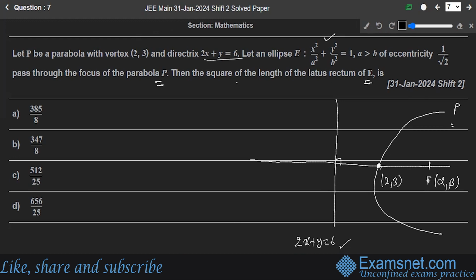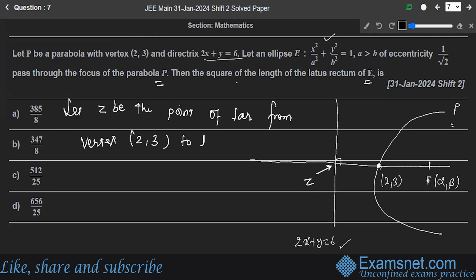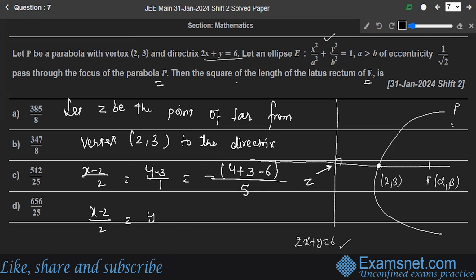So first of all, let this Z be the point of perpendicular from the vertex 2, 3 to this directrix. So you will have x minus 2 upon 2 is equal to y minus 3 upon 1 is equal to minus of 4 plus 3 minus 6 divided by 5. So on solving, this will be x minus 2 upon 2 is equal to y minus 3 upon 1.